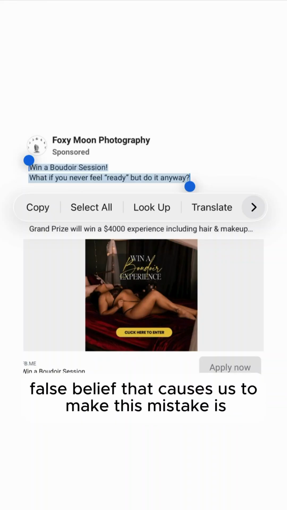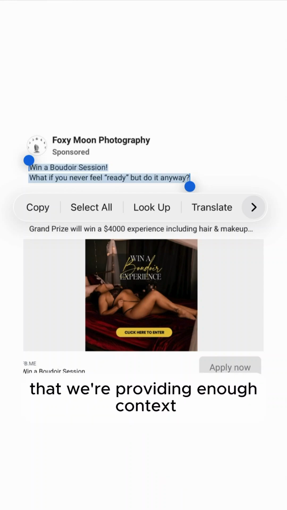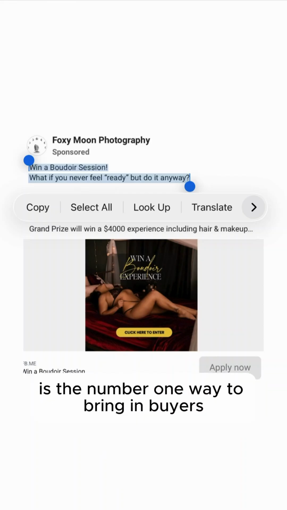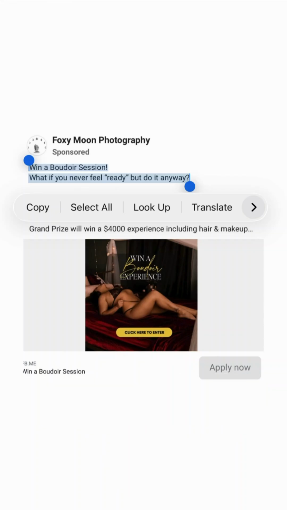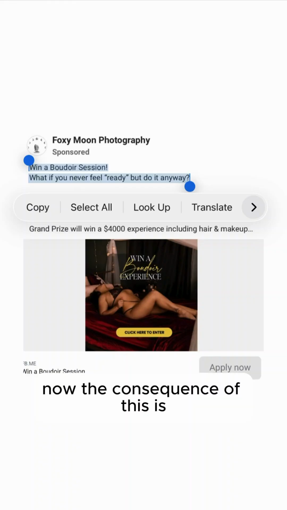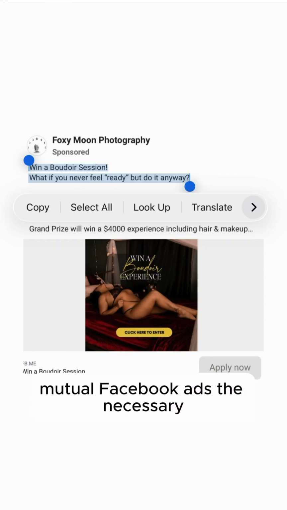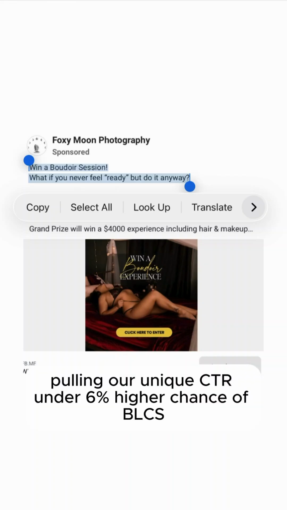The false belief that causes us to make this mistake is we're believing incorrectly that we're providing enough context. And what we're providing is the number one way to bring in buyers from a Boudoir Facebook ad, and that is incorrect. Now the consequence of this is way more women are going to be scrolling by our Boudoir Facebook ads than necessary, pulling our unique CTR all under 6%. Higher chance of BLCS.